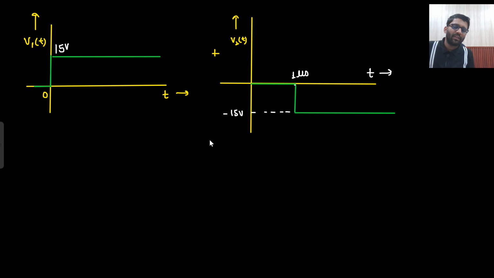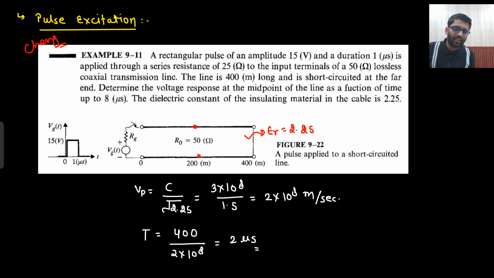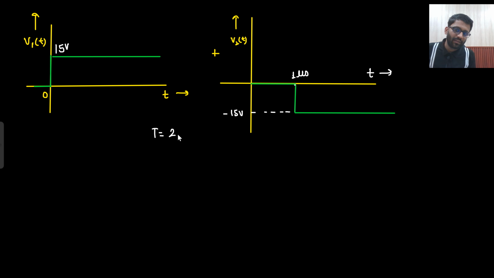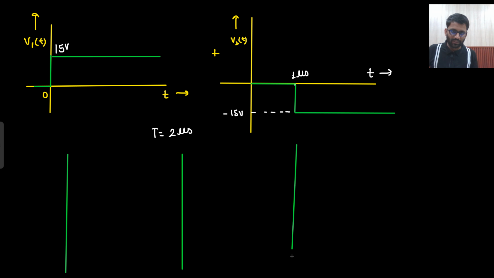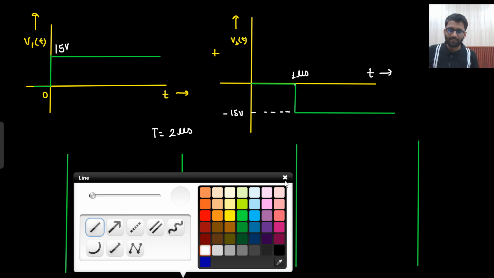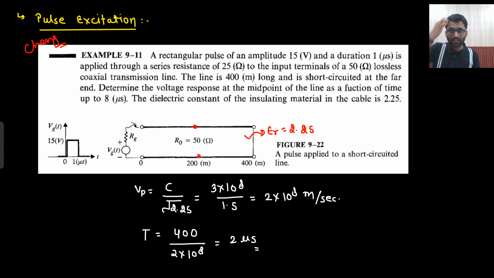And what is your Vp? Sorry, what is your transit time? Transit time is 2 microsecond. Okay, so let's make the bounce diagram now. Source and load end, source and load end. So first V naught plus will be coming into action. So first we need to calculate V naught plus as well. What will be V naught plus? So this is Rg, this is R naught. So first what I'm going to do is replace my circuit with R naught.